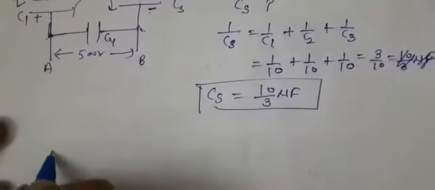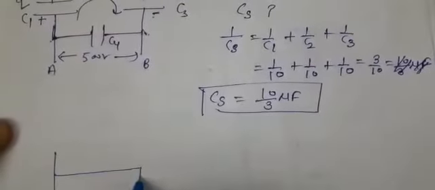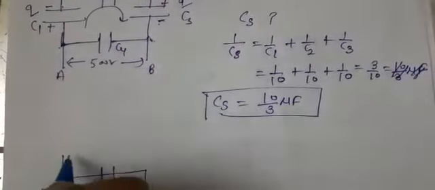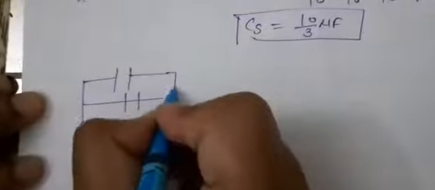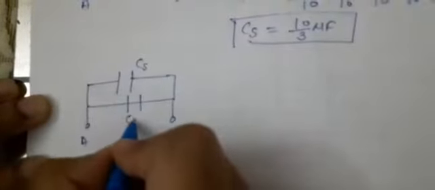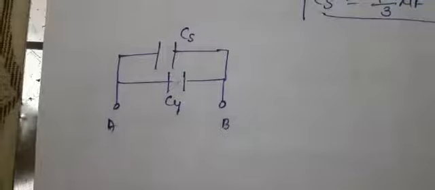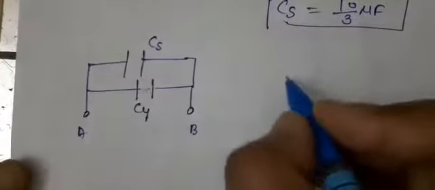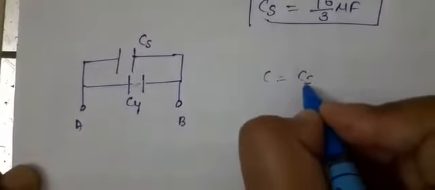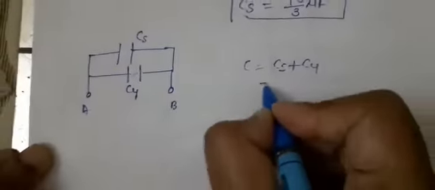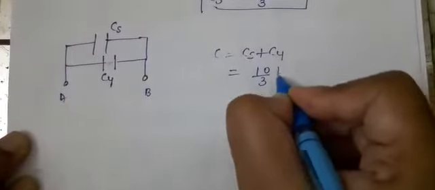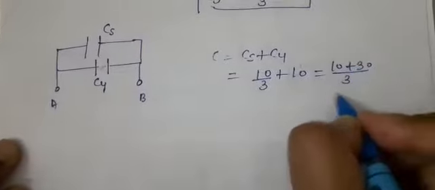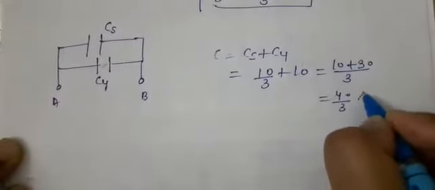So now here there is one capacitor connected in between, and here it is CS. This is C4. Now CS and C4, these two are connected in parallel, so their equivalent will be CS plus C4. So it will be 10 by 3 plus 10. So take its LCM, 10 plus 30, it is 40 by 3 microfarad.